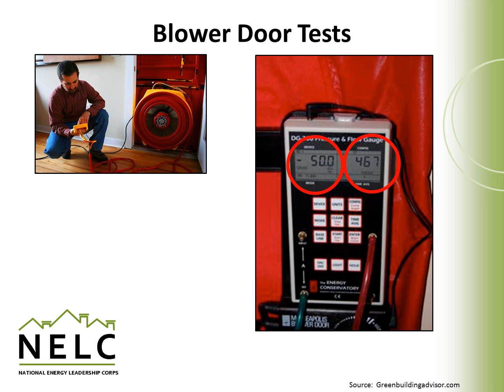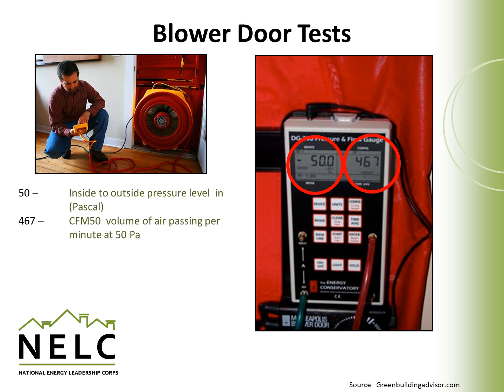Let's take a look at how this actually works. In this image, the meter connected to the blower door has two important numbers. The 50 indicates the inside to outside pressure level, measured in pascals, and in this case the fan has been adjusted to the right speed to create that desired target of 50, which is the standard number that most auditors use to do this test. The 467 is the volume of air passing through the blower door at this pressure level. So CFM 50 indicates that it's the CFM at 50 pascals.